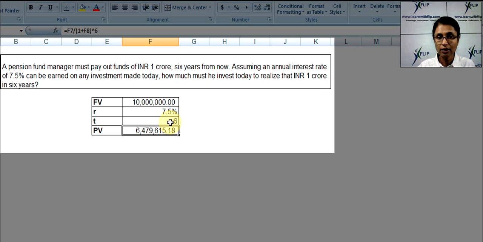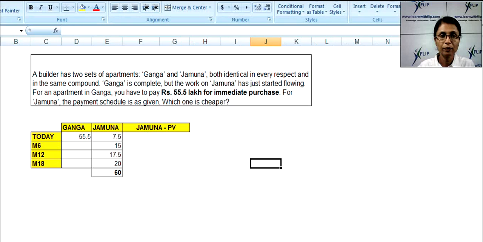6 years later, 64.79 lakh turns into a crore, assuming that it is earning 7.5% per annum. Okay, so this is the present value, this is the future value. We arrive at a crore from 64.79 lakhs by compounding. We arrive at the reverse by discounting. Let's look at another example.